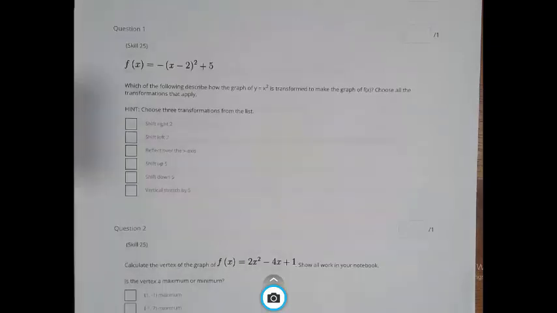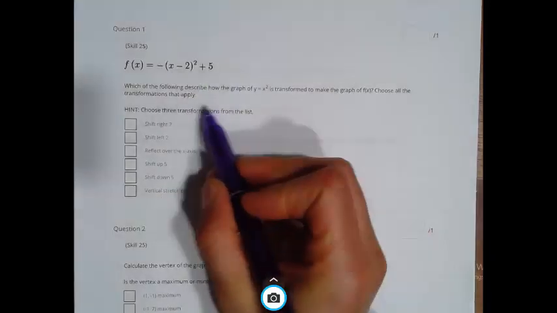Hi, Accelerated Algebra. Here's your practice progress check, and we're just going to go over the answers to make sure you understand all of these completely. This first one, you're identifying transformations.